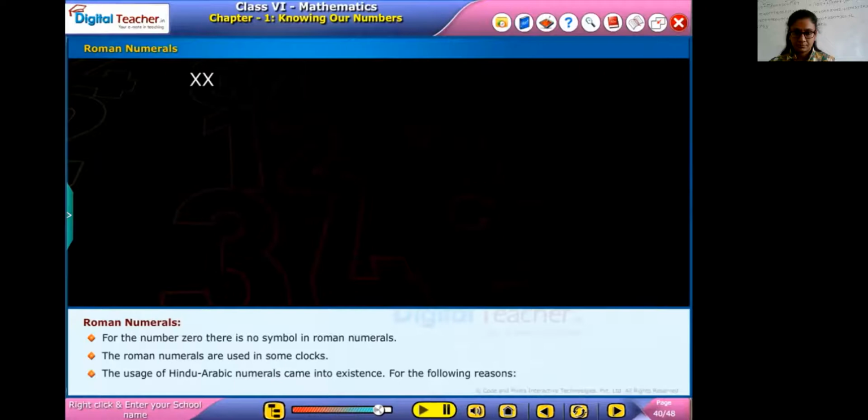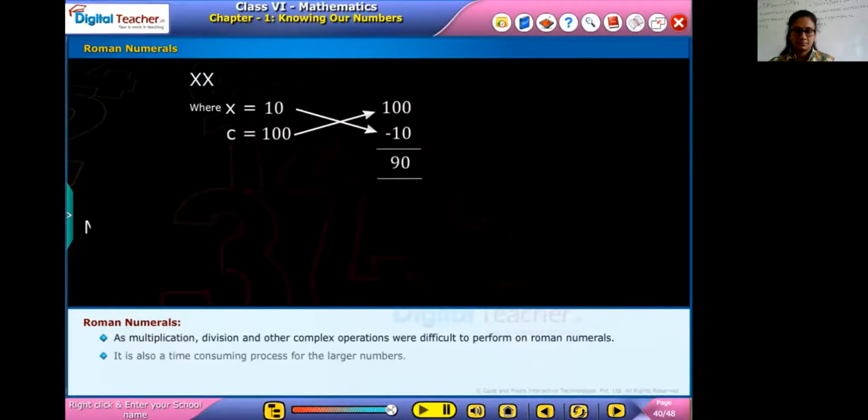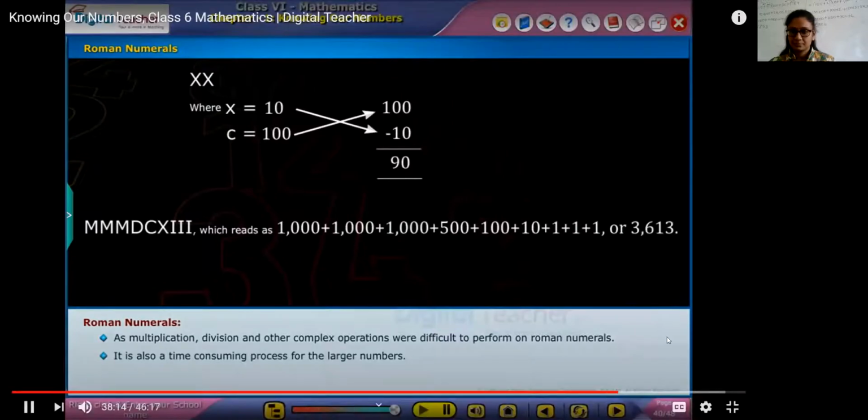The usage of Hindu-Arabic numerals came into existence for the following reasons. Multiplication, division, and other complex operations were difficult to perform on Roman numerals. It is also a time-consuming process for larger numbers.